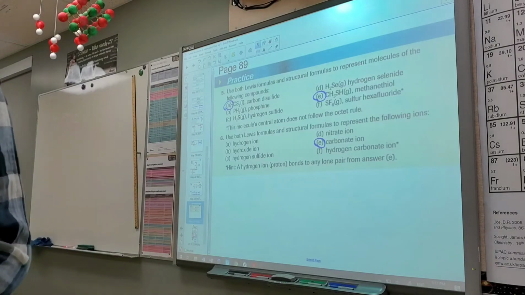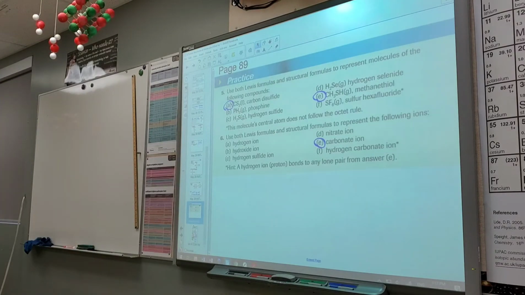Okay, I'm going to stop you in 2 minutes. PO4 with a 3 minus charge. So how many phosphorus? How many P? 1. Okay, good. How many oxygen? 4. Good. And then you add 3 once you've added it.